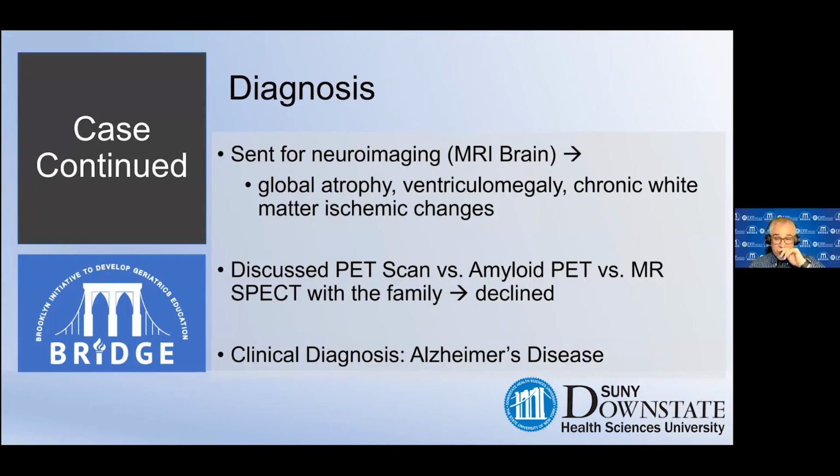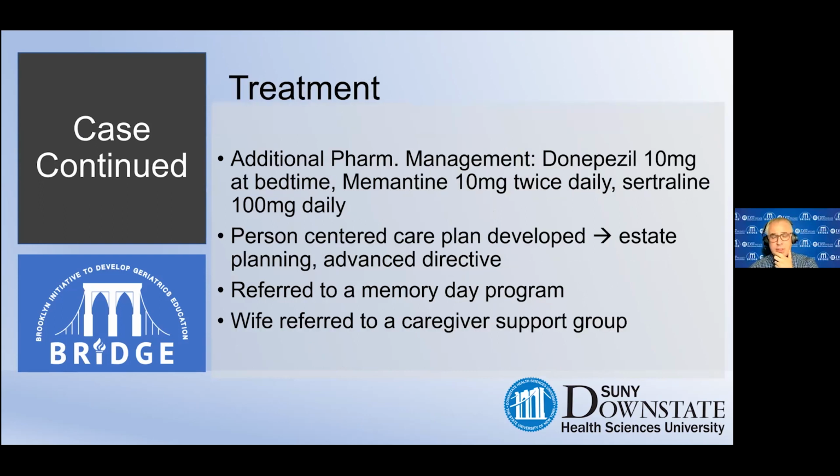So we sent Mr. Smith for neuroimaging. He had global atrophy, ventriculomegaly, chronic white matter ischemic changes. We talked about doing further confirmatory testing regarding his diagnosis so that we could give them the most accurate diagnosis possible. The family declined. So he left this appointment with a clinical diagnosis of probable Alzheimer's disease, unfortunately, versus mixed dementia due to multiple etiologies.